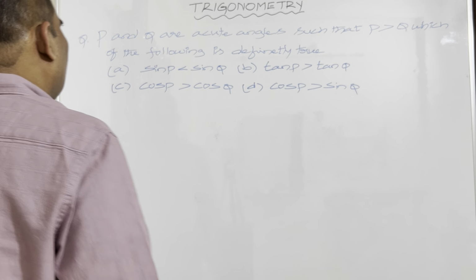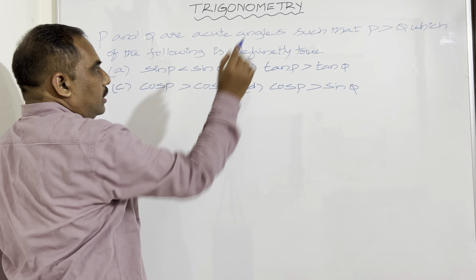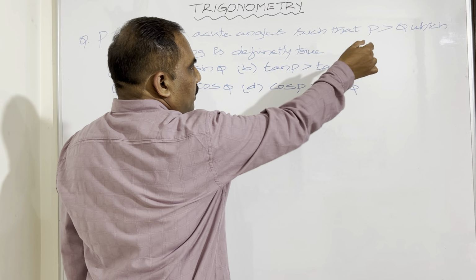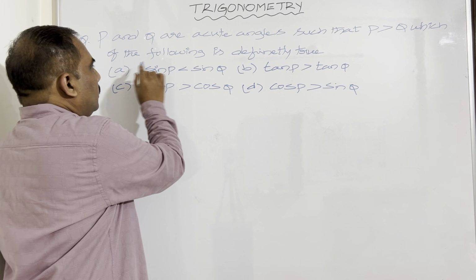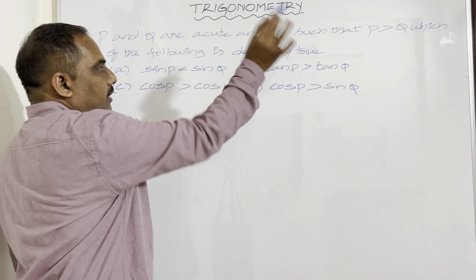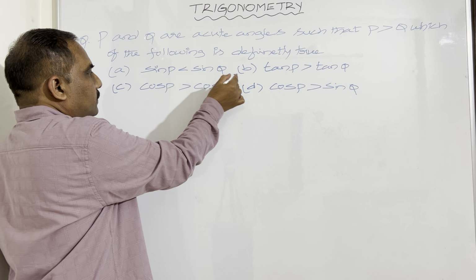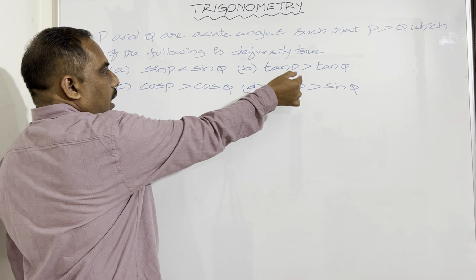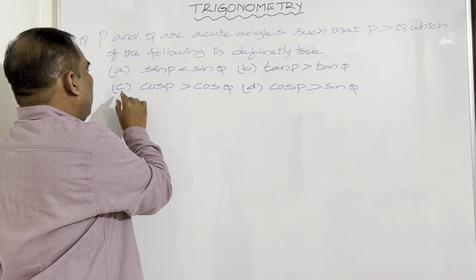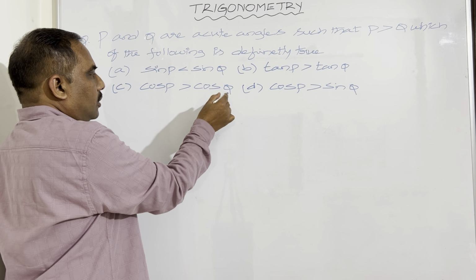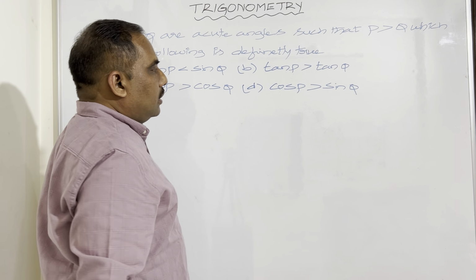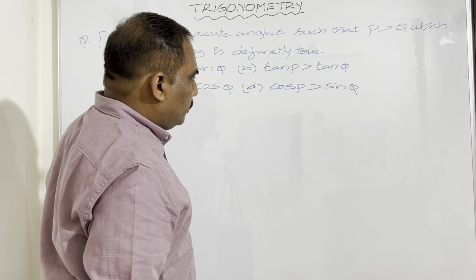So here P and Q are acute angles such that P is greater than Q. Which of the following is definitely true? So here options are given: sin P is less than sin Q, tan P is greater than tan Q, cos P is greater than cos Q, and at last, cos P is greater than sin Q.